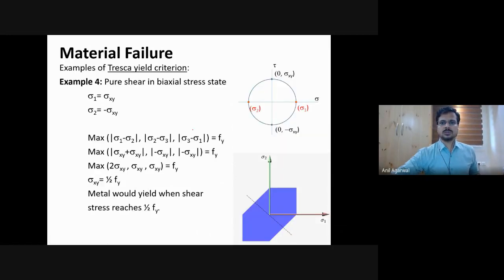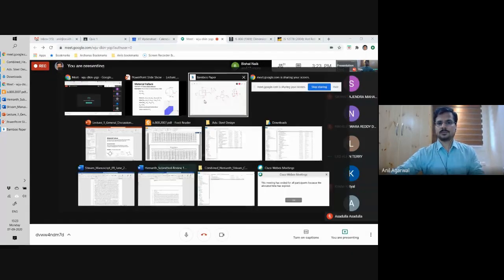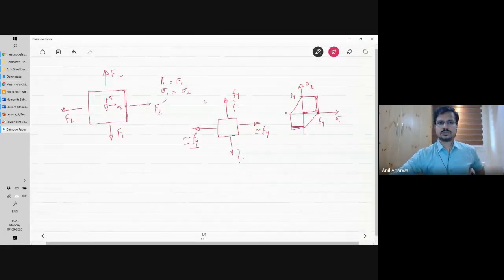Sigma 1 is equal to minus sigma 2. This one was the possibility where sigma 1 is equal to sigma 2. The other possibility can be sigma 1 is equal to minus sigma 2, or sigma 2 is equal to minus sigma 1. That is easier to follow.